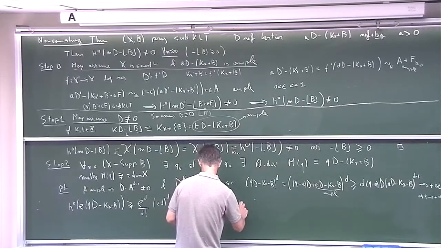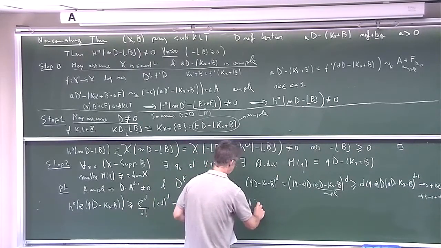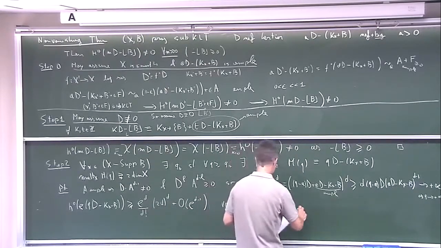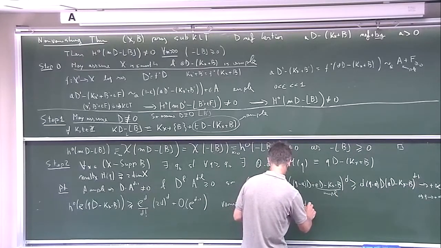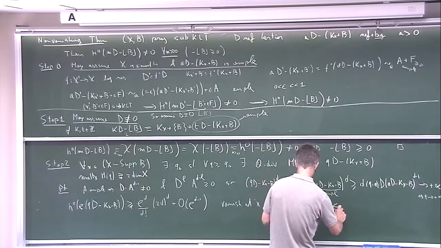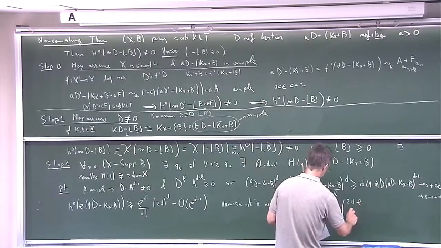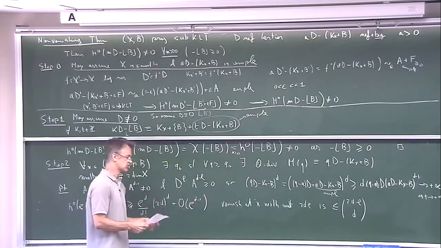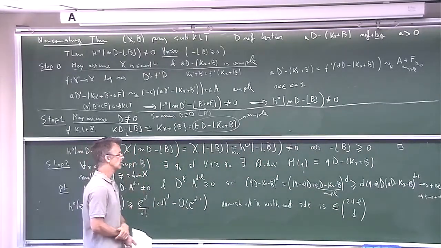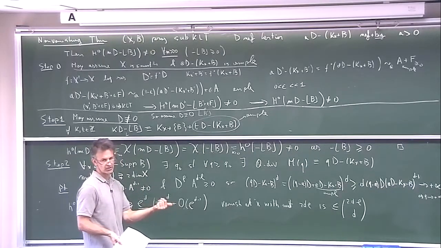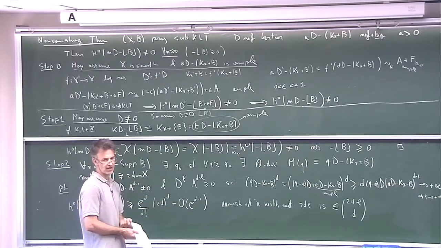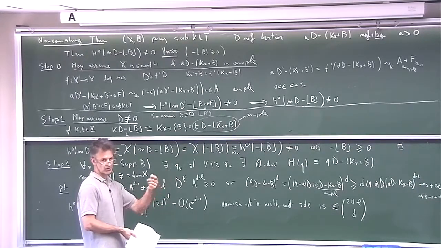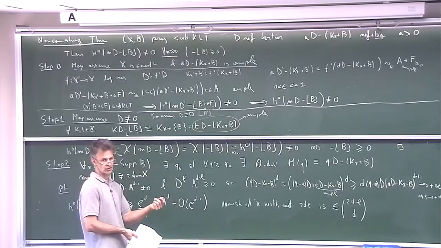Now, vanishing at x with multiplicity 2de is at most binomial coefficient 2de over d conditions. So why is that? Well, you have to vanish to first order. That's just one condition. Then all first order derivatives have to vanish. So that's d conditions. Then all second order derivatives have to vanish. That's d plus 1 choose 2 conditions, and so on.